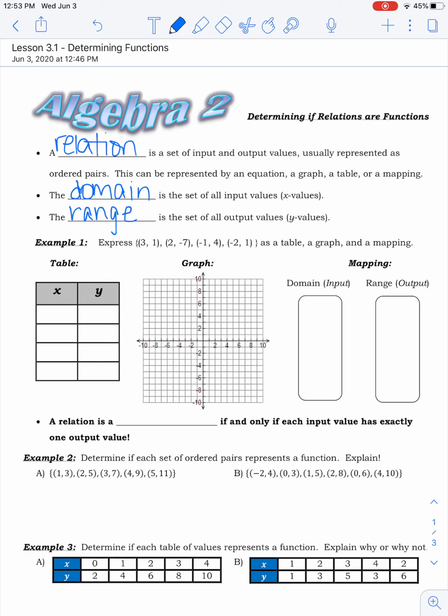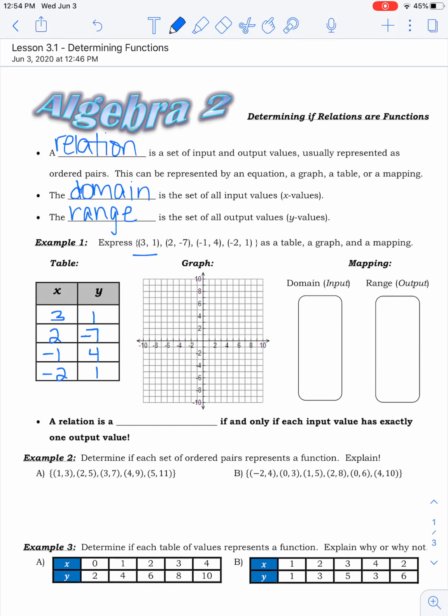So for example 1, we're given a set of ordered pairs. This is called a relation, and we're just going to rewrite this as a table, a graph, and a mapping. So for the table, I would take that first point 3, 1 and put 3 in the column where x is and put a 1 where the y is. And next is 2, negative 7. So we're literally just taking this point, rewriting it in our table. Next ordered pair is a negative 1, 4. So I write negative 1 for x and 4 for y, and then we have negative 2, 1.